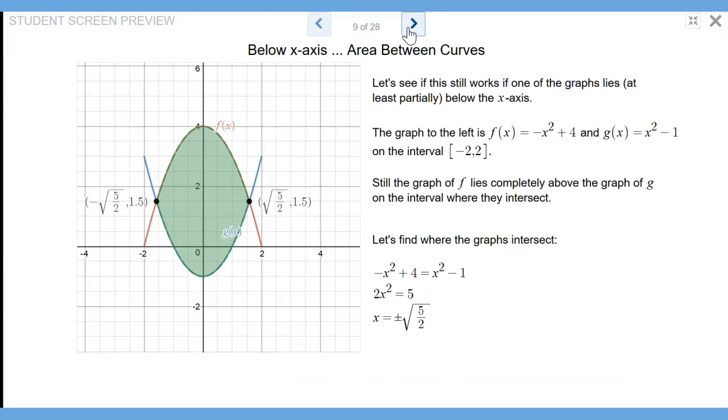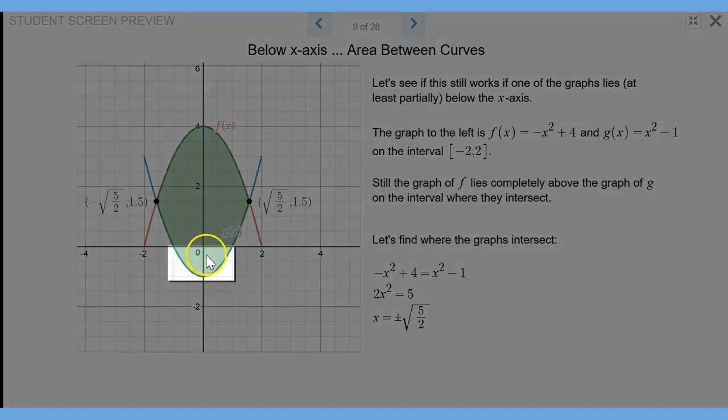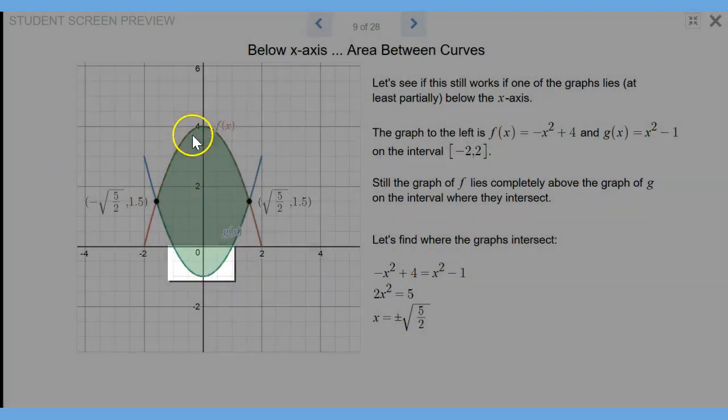So that example was a case where both graphs are above the x-axis. Now if we look at a more general case where one graph's above and one graph is partially below, let's see if we can still do the same thing. It turns out we can. So again, I've just changed my g of x. I moved it down some, so it's x squared minus 1. So part of it's below the x-axis, but part of it's above the x-axis in this region.